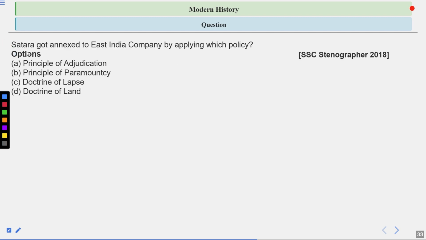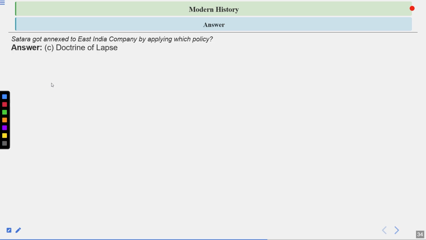Next question is, Satara got annexed to the East India Company by applying which policy? Options are principle of adjudication, principle of paramountcy, doctrine of lapse, doctrine of land. To answer, 10 seconds are there and time starts now. Time's up. The correct answer is C, doctrine of lapse.